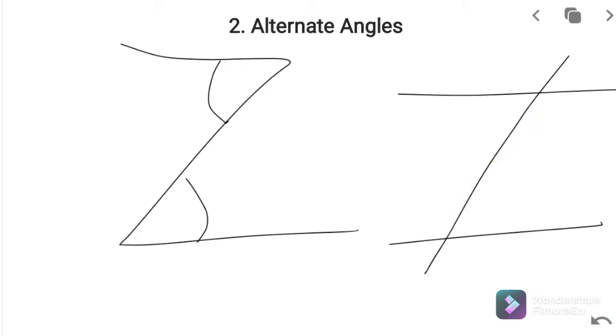Alternate angles are angles that are alternate to each other. When you notice them or you see them, they usually form a Z shape.